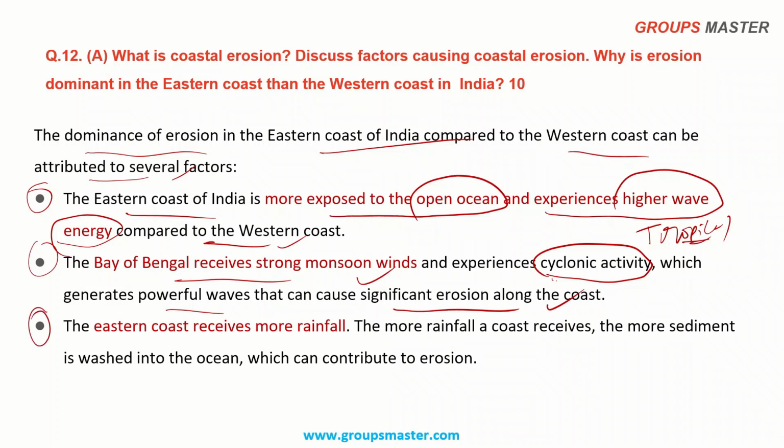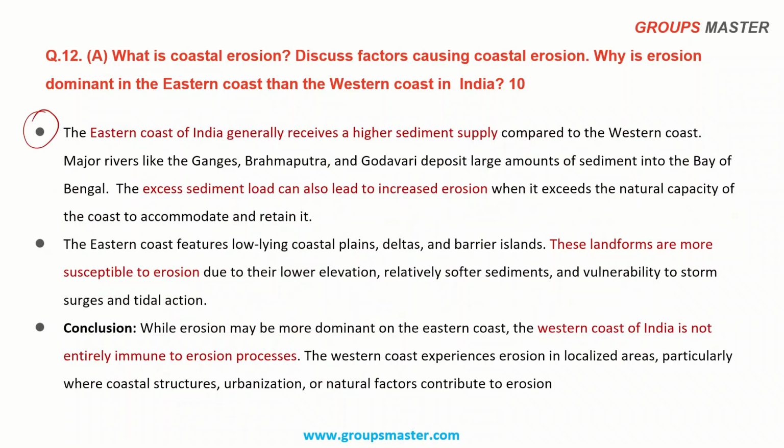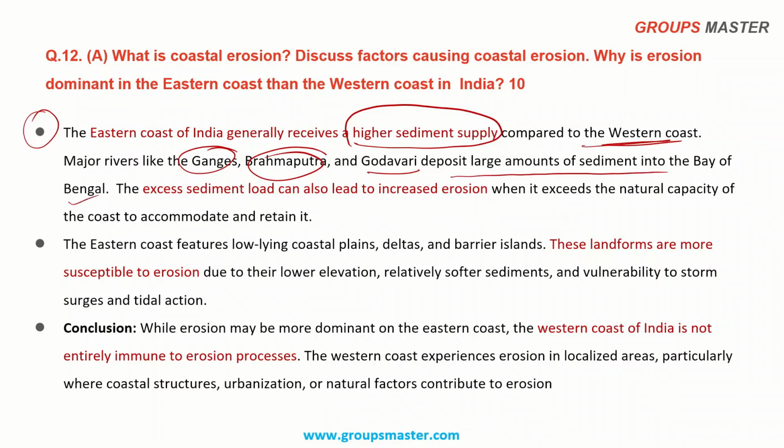Next important factor is the eastern coast receives more rainfall when compared to the western coast. So the more rainfall a coast receives, the more sediment is washed into the ocean. This process can finally contribute to erosion along the coastal line. Next important factor is the eastern coast of India generally receives higher sediment supply when compared to the western coast. Major rivers like Ganga, Brahmaputra, Godavari deposit larger amounts of sediment into the Bay of Bengal. The excess sediment load can also lead to increased erosion when it exceeds the natural capacity of the coast to accommodate and retain it.